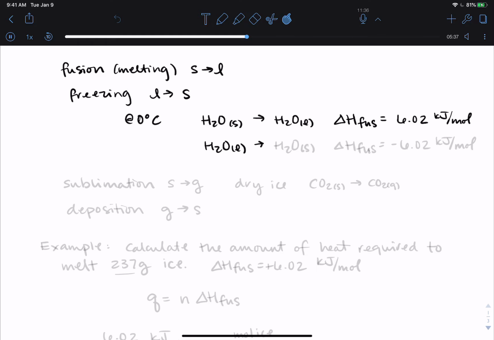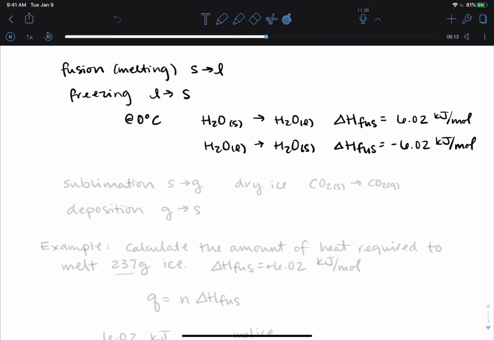Solid to liquid, melting, you put in 6.02. Liquid to solid, so freezing, the sample gives off, so negative 6.02 kilojoules per mole. So to get something to melt, we have to put in energy. When something freezes, it gives off energy. So these are the main phase changes that we care about for water, kind of the only ones that we deal with on a practical basis.